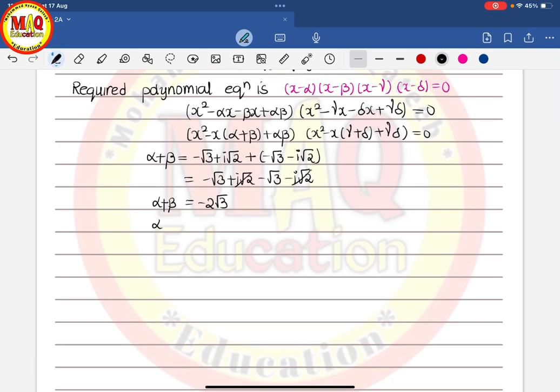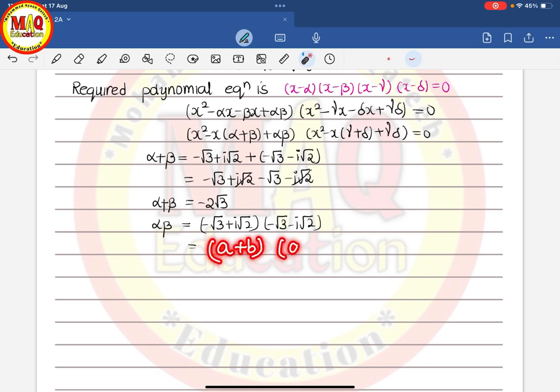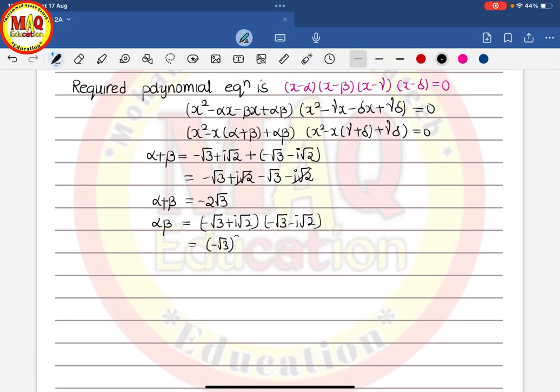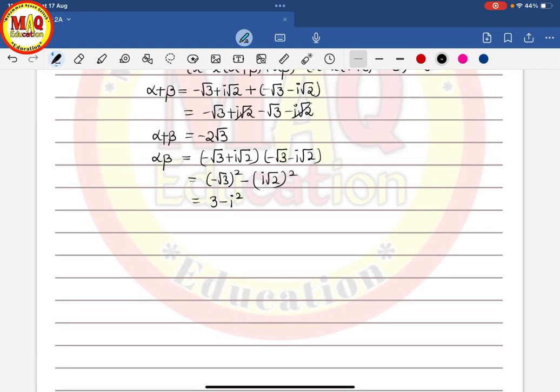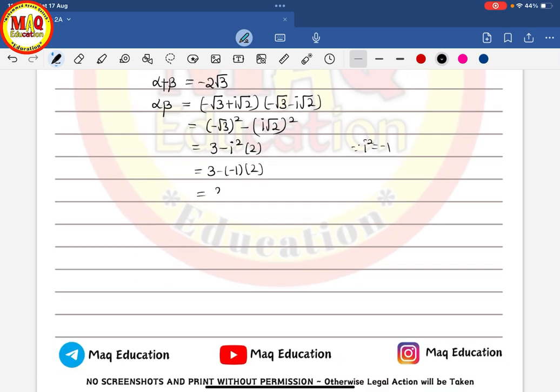Okay, now alpha into beta equal to minus root 3 plus i root 2 into minus root 3 minus i root 2. Here as you can see it is of the form a plus b into a minus b, which is equal to a square minus b square. Minus root 3 square minus b square, i root 2 square. Minus root 3 square is 3 minus i square into 2. What will get, 3 minus of minus 1 into 2, since i square equal to minus 1, what will get, 3 plus 2 equal to 5. This is the value of alpha beta.